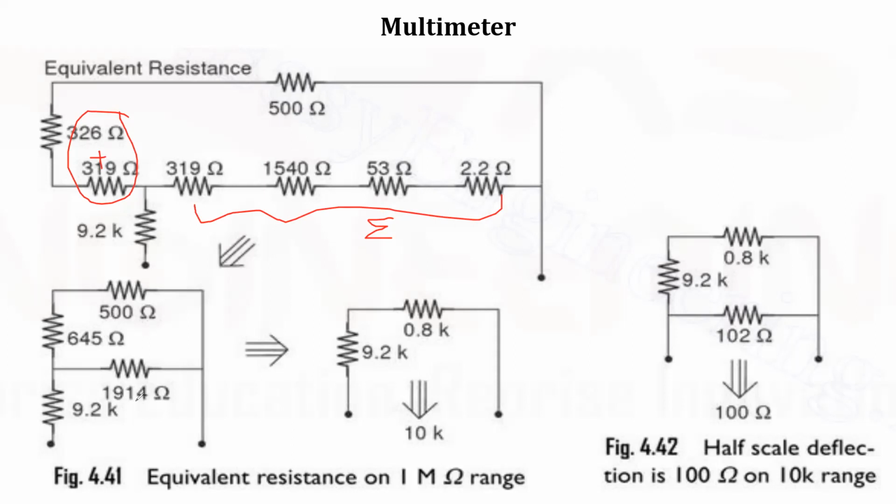And this resistor, by calculating these three resistors, the equivalent diagram is this one. Please calculate that one, you will get the appropriate value, and it is going to be 0.8 kilo ohm, then 9.2 kilo ohm. Then across here I am going to obtain 10k. This is the summation. These two are summation here. Then I am going to obtain 10k range here.